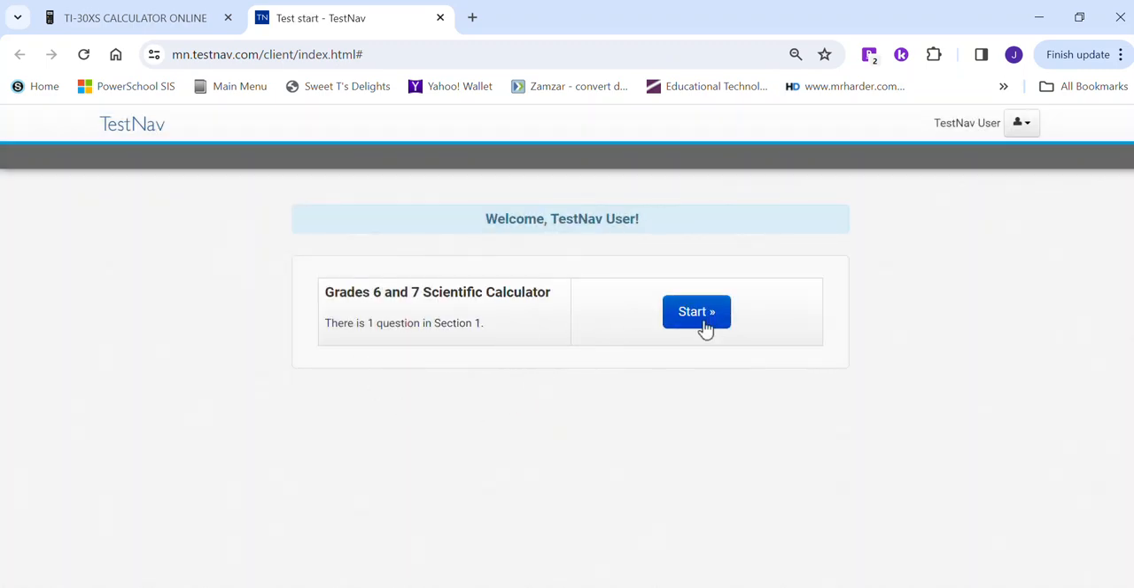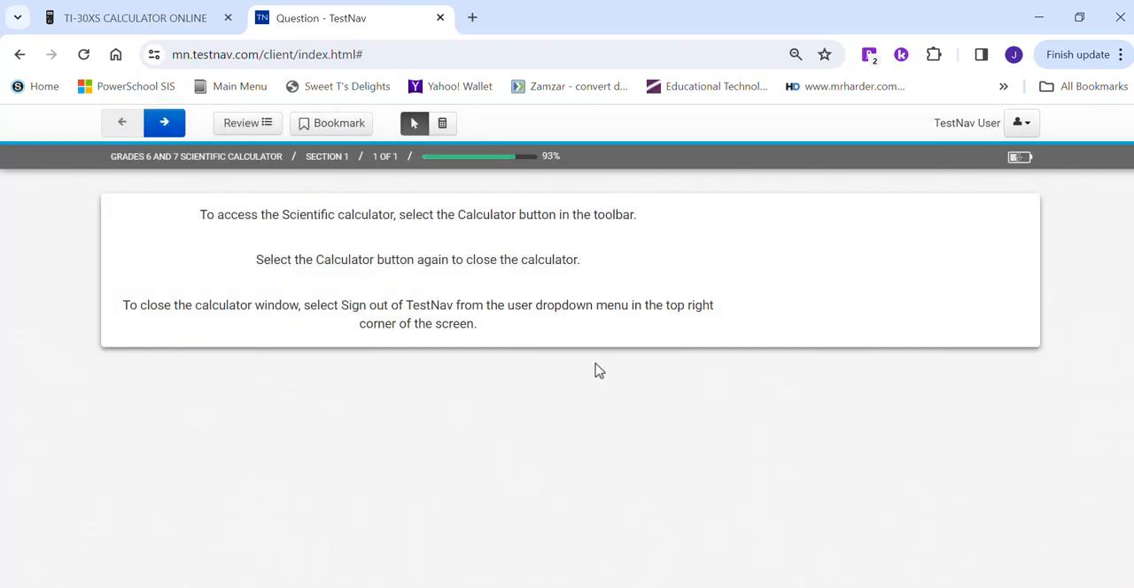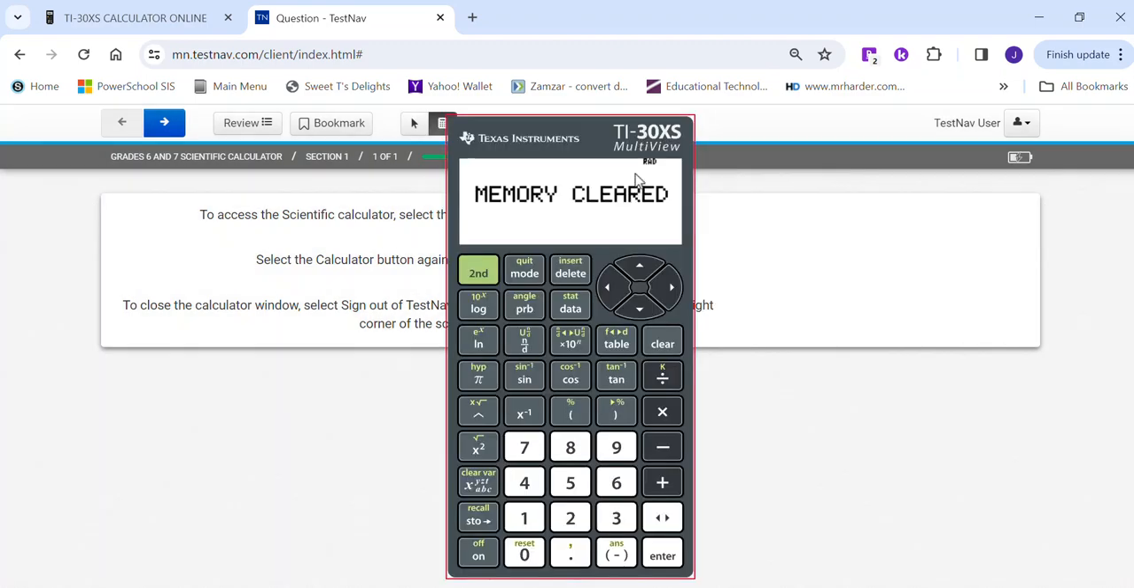And once this loads up, you will press start and then start again. And then what you would notice here after it's loaded up 100%, up here you got the arrow and you got the calculator. You will click on the calculator and there it appears. And it says memory clear. You just press clear, and then you will press it like I did going through this lesson that we have.